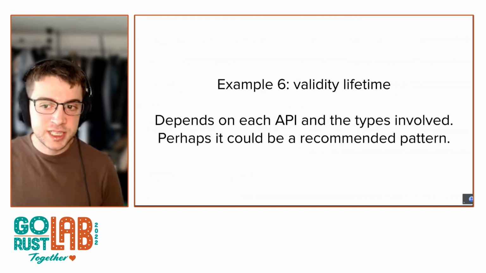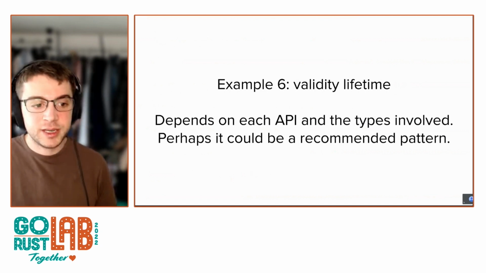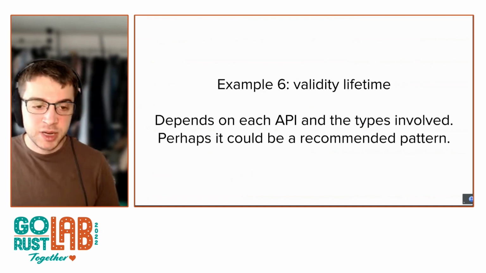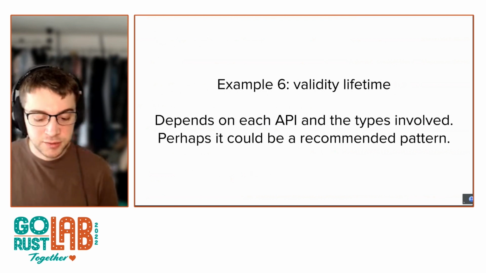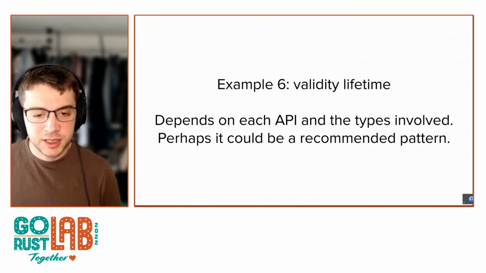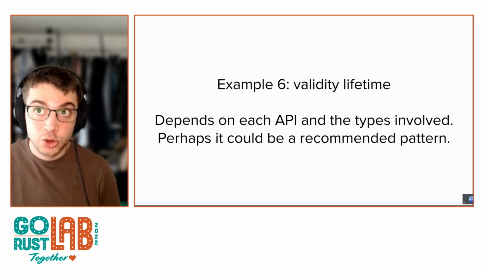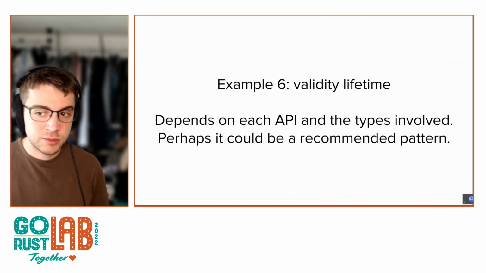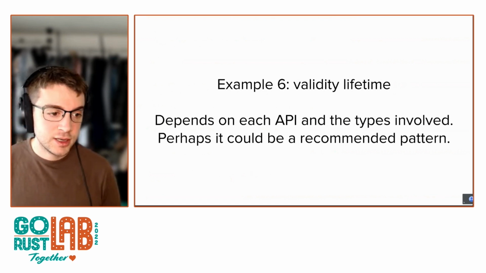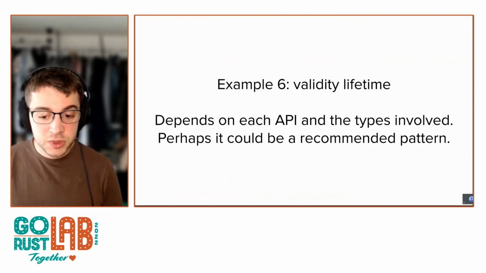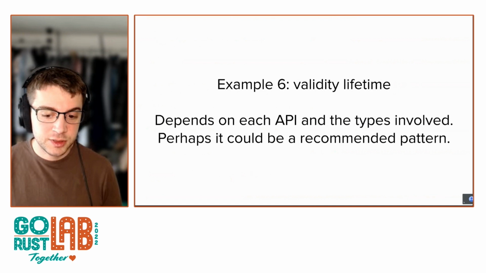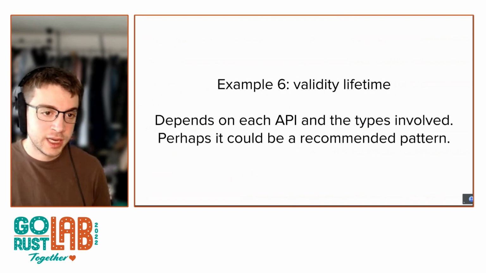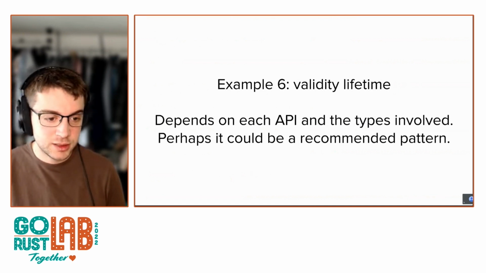And what about lifetimes? This one depends on each API, because each API defines its own lifetimes. But I think it could be a recommended pattern. I've seen it be used in, I think the protobuf library uses this in a couple of places. So I think this could become more of a recommended pattern, especially because Go is garbage collected, but at the same time, for the sake of avoiding allocations, we tend to reuse memory in some cases.